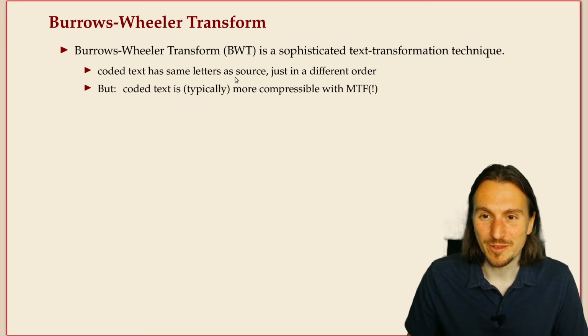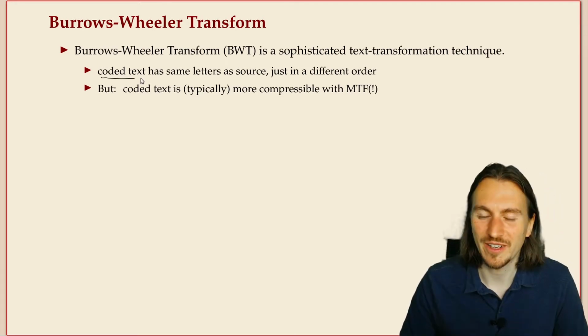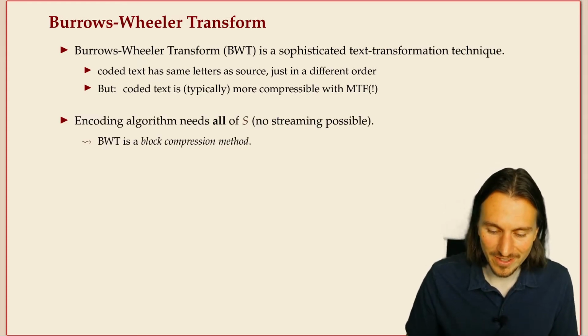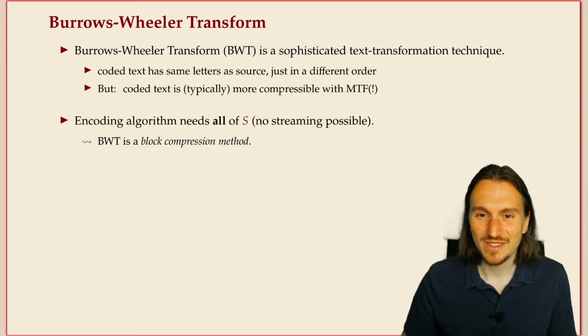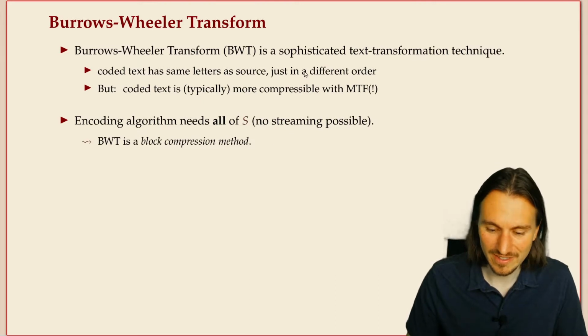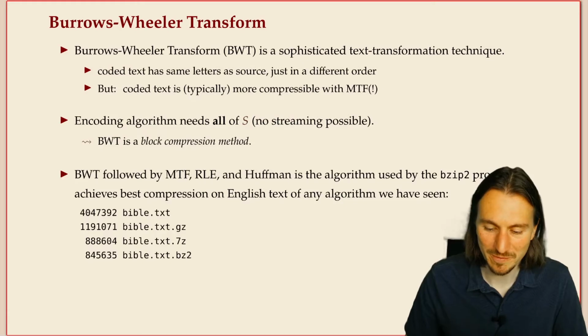What is it, the Burrows-Wheeler transform, the BWT? It's a way to scramble around the text characters. It uses the same letters as the source text, but in a different order. And that order is specifically chosen to help compression, to help other compression methods. We'll come to that in a second. A downside is that it needs the entire text to compute. You need the entire text to compute the BWT.